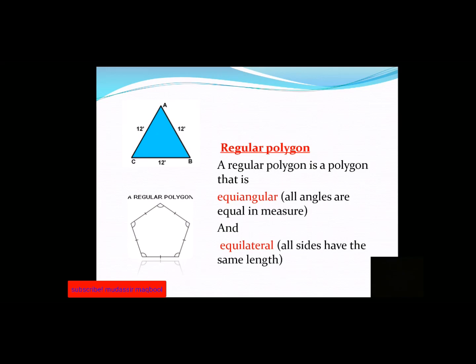For example, we have a triangle ABC in which all the sides are equal to 12. So all the angles will be same because we know if in a triangle all the sides are equal, then all its angles must be equal. So it is an equilateral triangle. Also, it is a regular polygon. Another example is of a pentagon. A pentagon is a polygon in which there are five sides. And if all those five sides in a pentagon are equal and all its five angles are also equal, then it is called a regular pentagon.